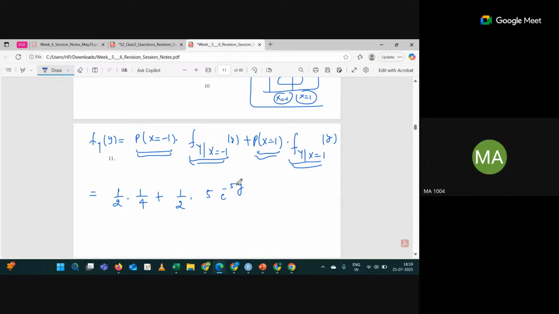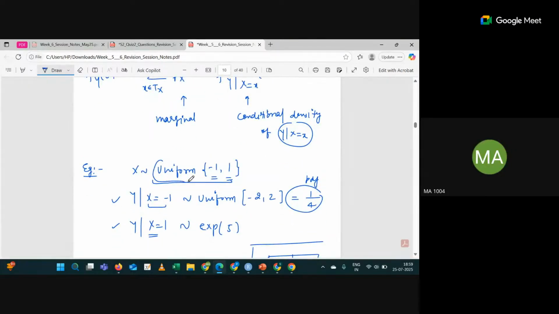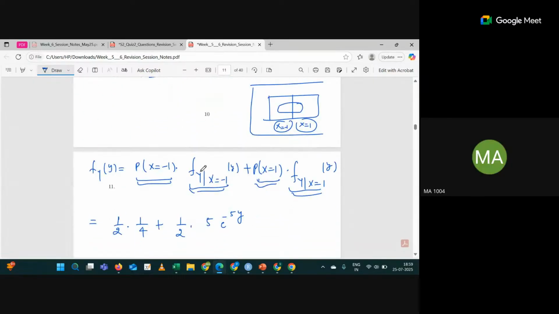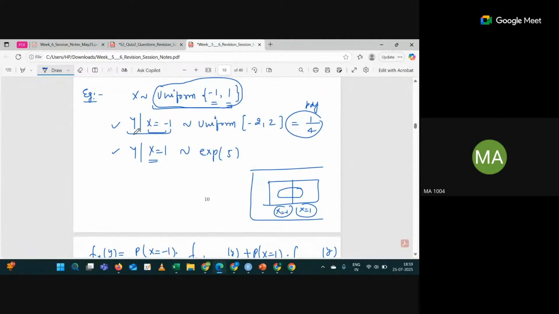Clear? Yes, sir. It's perfect. Would you explain again the 1/2 times 1/4? So this is uniform, right? Yes, sir. What will be the probability x equal to -1? 1/2. What is this? This is the conditional density when y given x equal to -1. What is the distribution when y given x equal to -1? This is continuous uniform on -2, 2, right? And what is the PDF of a continuous uniform distribution? It's 1 upon b minus a. So 1 upon 2 minus -2 will become 1 upon 4.